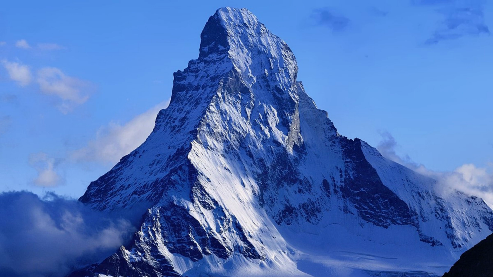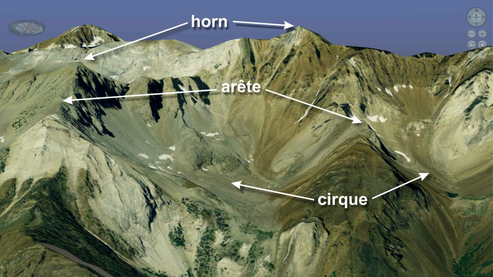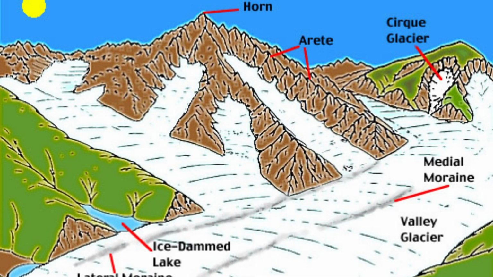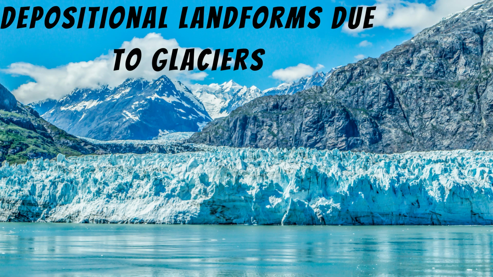Horns and arêtes. Horns are sharp-pointed and steep-sided peaks. They are formed by headward erosion of cirque walls. When the divide between two cirque walls gets narrow because of progressive erosion, it results in the formation of a sawtoothed ridge called an arête. Next, depositional landforms due to glaciers.